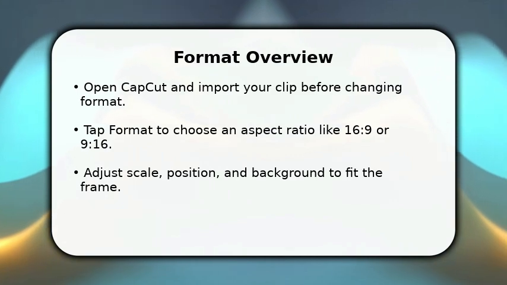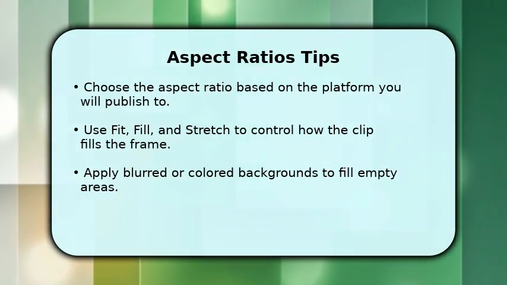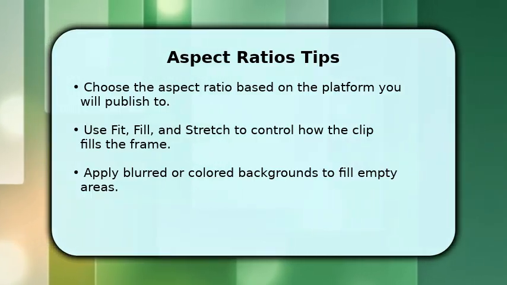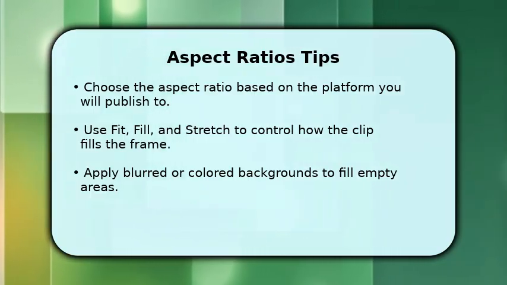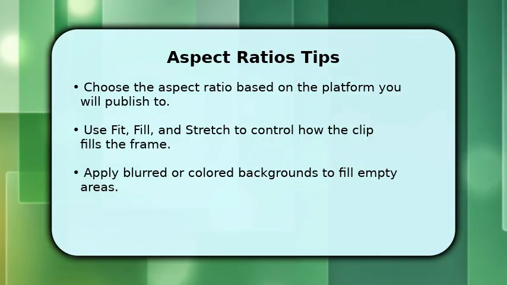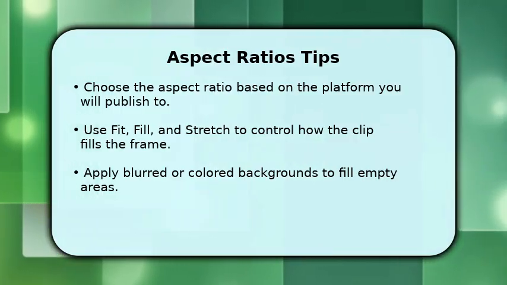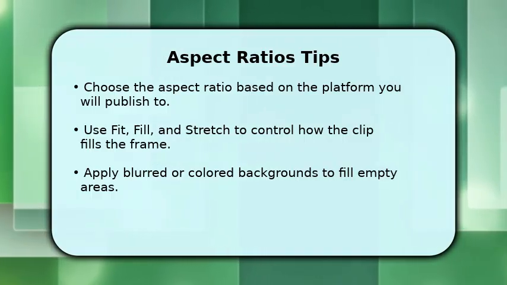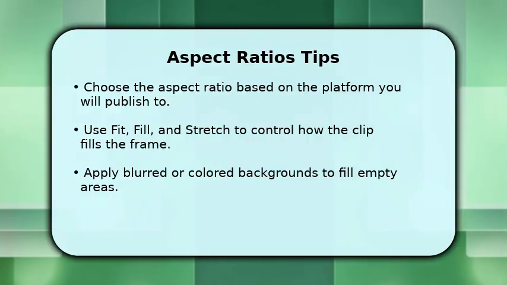Practice makes it faster. Choose the right aspect ratio based on where you will publish your video, like 16:9 for YouTube or 9:16 for vertical platforms. Use fit, fill, and stretch controls to decide how your clip fills the frame without losing important parts. Try background blur or color to fill empty spaces, and preview before exporting to ensure clean edges and composition. Save favorite combos as templates to speed future edits, and keep consistency across videos.